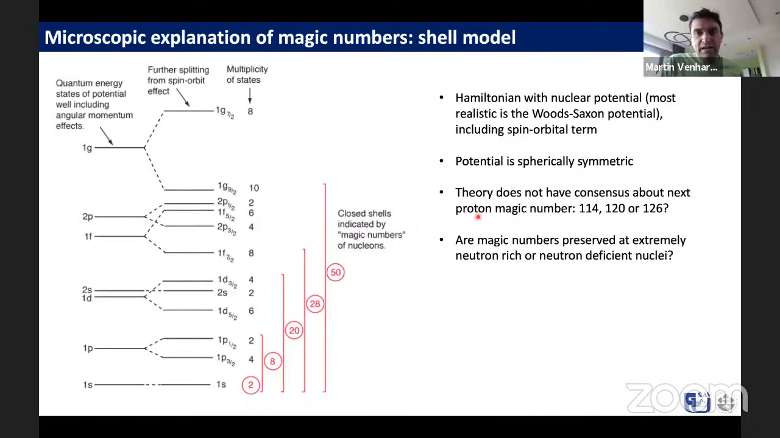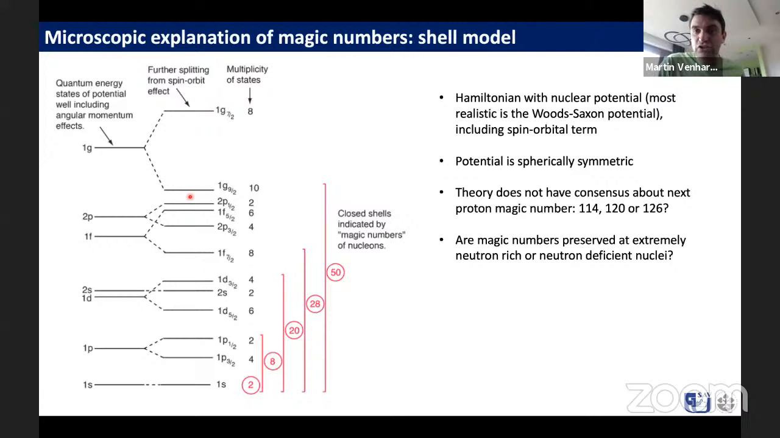And the microscopic explanation of magic numbers comes from the shell model. So if you take the Hamiltonian with the nuclear potential, and the most realistic is a Woods-Saxon potential, and if you include the spin-orbit term, what Maria Goeppert-Mayer and Hans Jensen did and got a Nobel Prize for it, you describe the magic numbers as a closed shell. So it's a big discrepancy between orbitals, so you just close the shell as you do in noble gases.